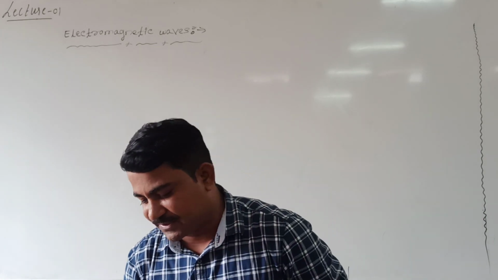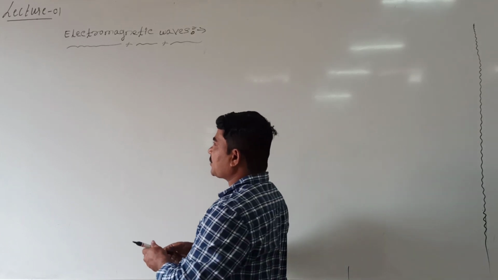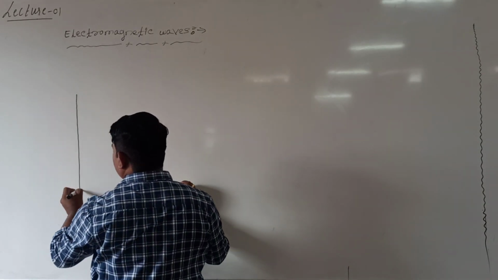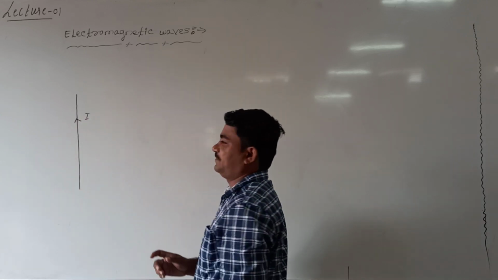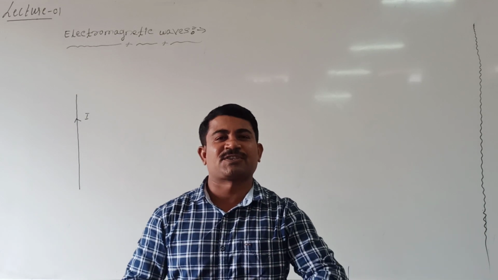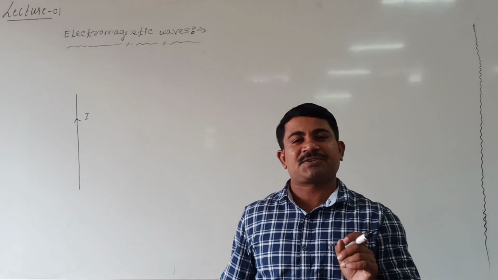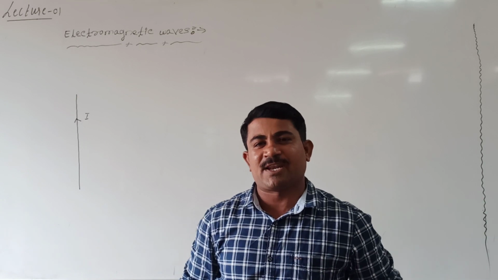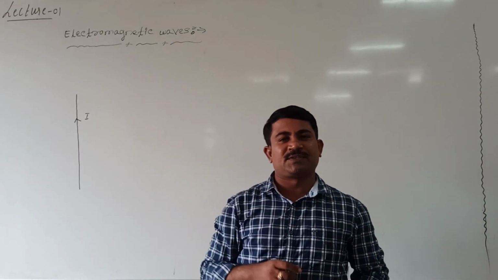See students, Ampere suggested that, let us take a current carrying conductor. This is the conductor. In this conductor, consider this much current is carrying. Say this current is constant. This current we are calling conduction current. Conduction means the current which is due to the flow of electrons. That current we are calling conduction current. In this conductor, conduction current flows.